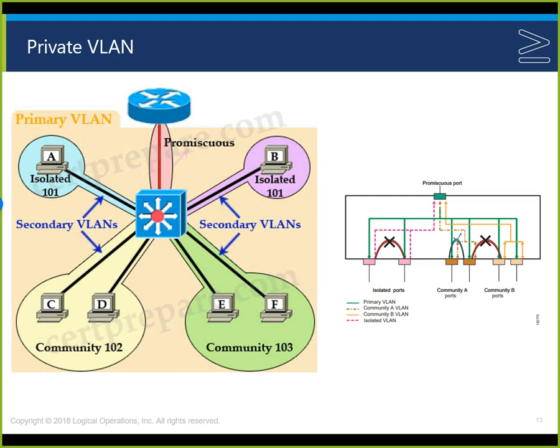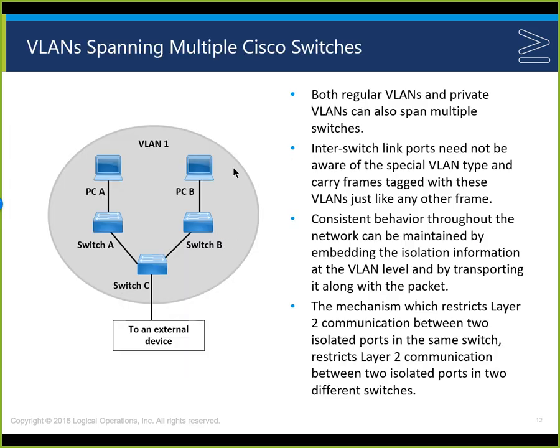So in an isolated, the isolated can talk to itself, and it can talk to the promiscuous port, which means it can talk to the router. The community ports down here can talk to all of the devices that are in the community and to the promiscuous port. So isolated ports, isolated, community, and promiscuous are all part of the private VLAN structure. And I will go back to this one.